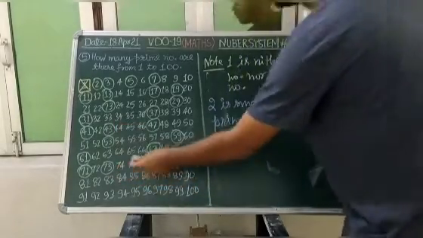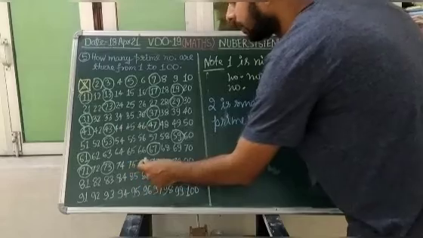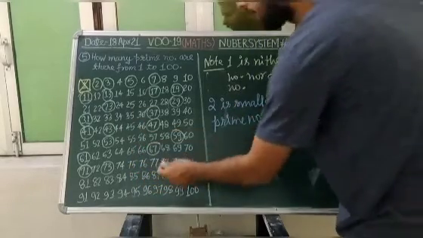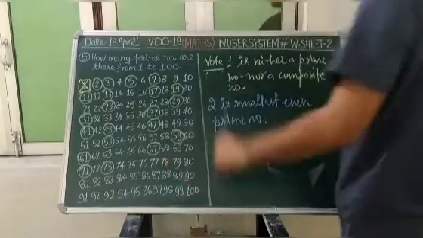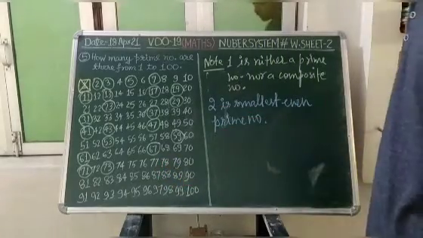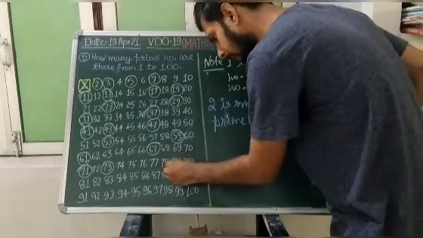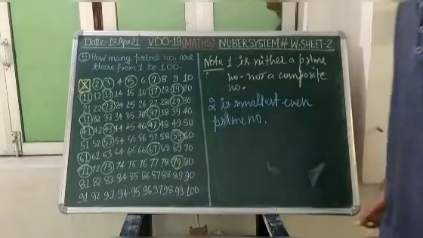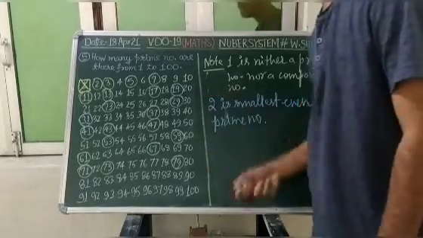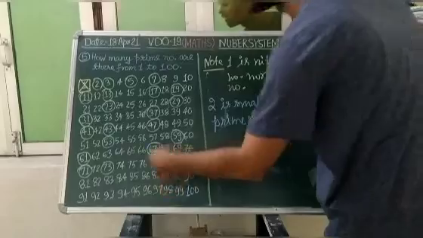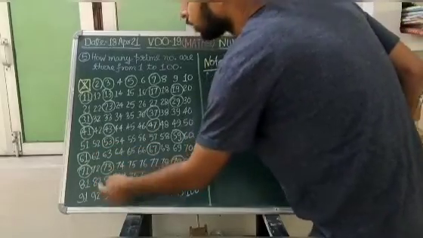74 will be divisible by 2. 75 will be divisible by 5. 76 will be divisible by 2. 77 by 11. 78 by 2. 79, when you are selecting, you will look that 79 will be our prime number since it will go only by 1 and itself. 80, you can divide by 10. 81 will be divisible by 9 along with 1 and itself, composite number. 2 can divide it.